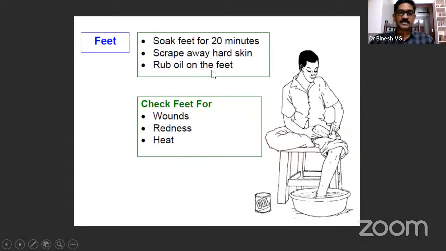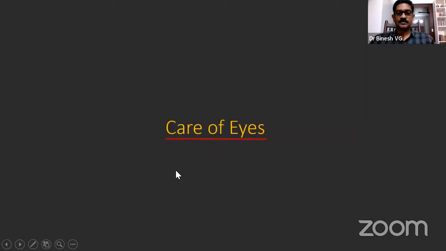Again, the hard skin can be scraped away using some pumice stone, and use moisturizers on both hands and feet. Regular use of a moisturizing agent is important because there is dryness, cracking, fissuring, all those kinds of things. And checking the fit of the footwear is important.